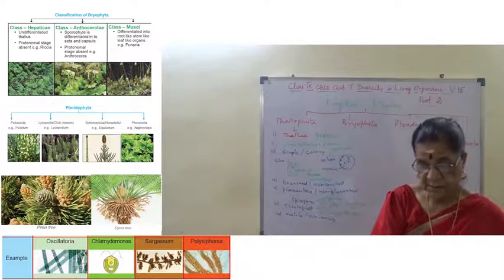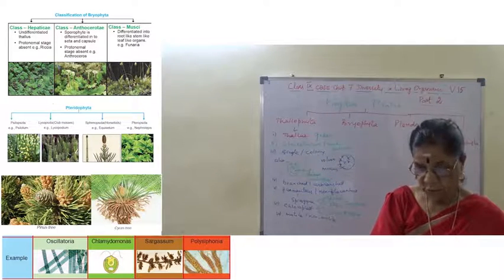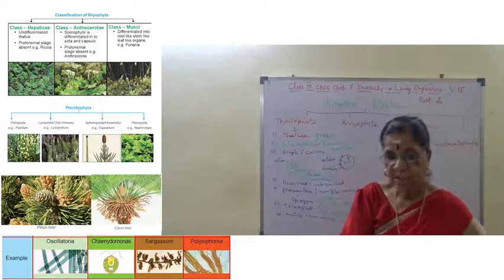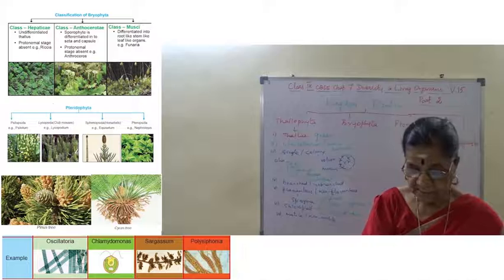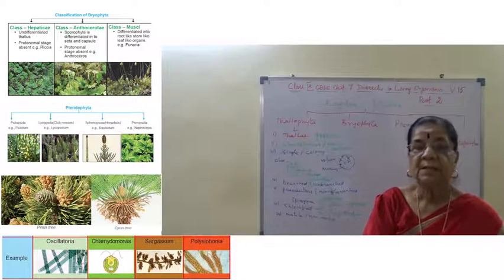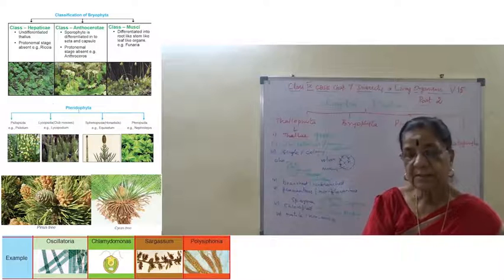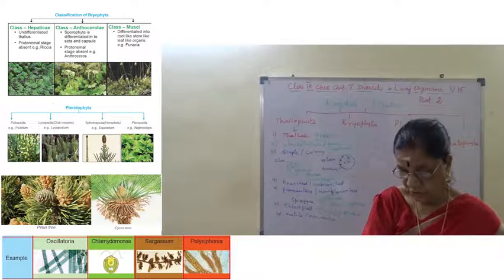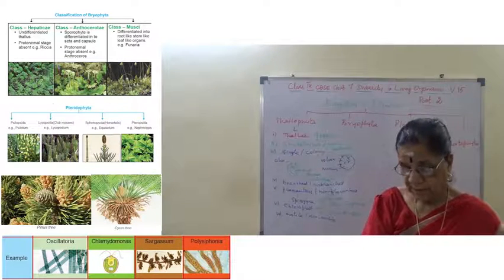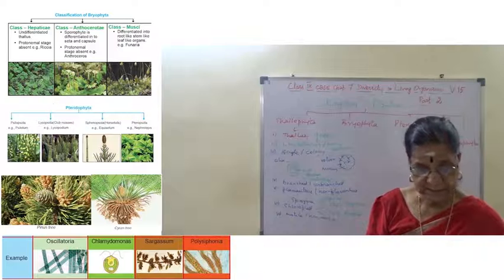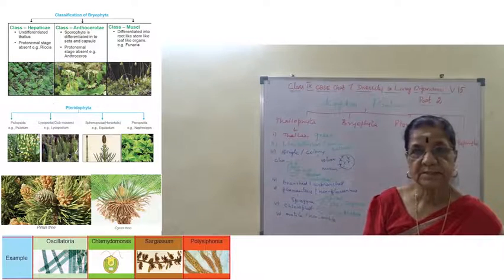Chlorophyceae, examples: Chlamydomonas, Volvox, Ulothrix and Spirogyra. Whereas Phaeophyceae, examples: Laminaria, Sargassum and Ectocarpus. Laminaria and Sargassum, remember these two. Whereas Rhodophyceae, it is Porphyra and Gelidium. Porphyra and Gelidium. I hope you understand this.